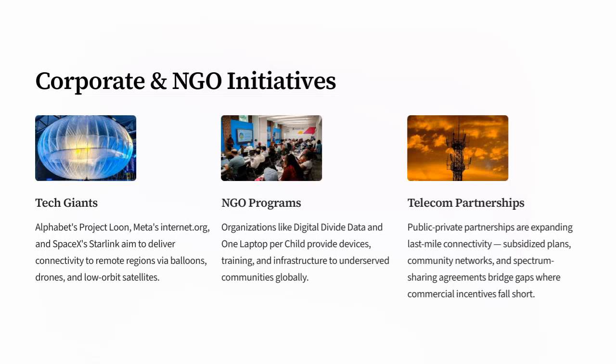This slide highlights how closing the digital divide requires collaboration across sectors. Technology companies are developing new ways to reach remote regions, including balloons, drones, and low-orbit satellites, through efforts such as Project Loon, Internet.org, and Starlink. NGOs contribute by providing devices, training, and infrastructure for underserved communities. Telecom partnerships add another important layer, using subsidized plans, community networks, and spectrum sharing to extend last-mile connectivity. Together, these initiatives address the places where traditional commercial models alone may not be enough.